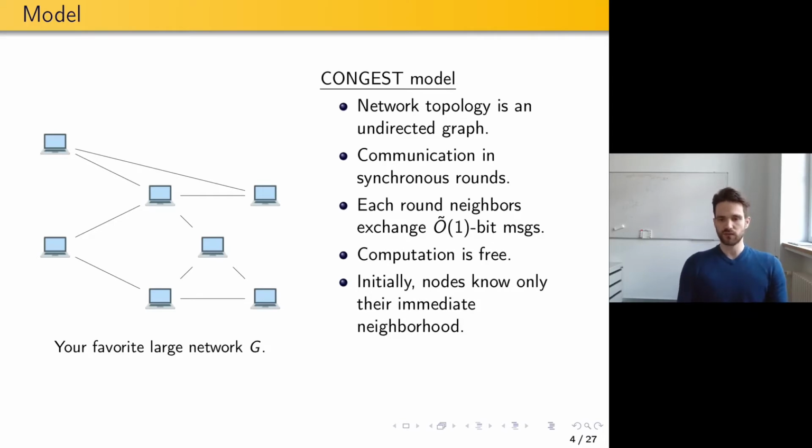Initially, nodes only know their immediate neighborhood. So every node knows the IDs of the computers in its neighborhood and knows the part of the input. For instance, in the minimum spanning tree, it would know the cost of the incident edges to that node and does not know about anything else of the graph. The objective that we want to optimize is to minimize the number of rounds until all the nodes learn enough about the graph to compute the minimum spanning tree of the entire network.